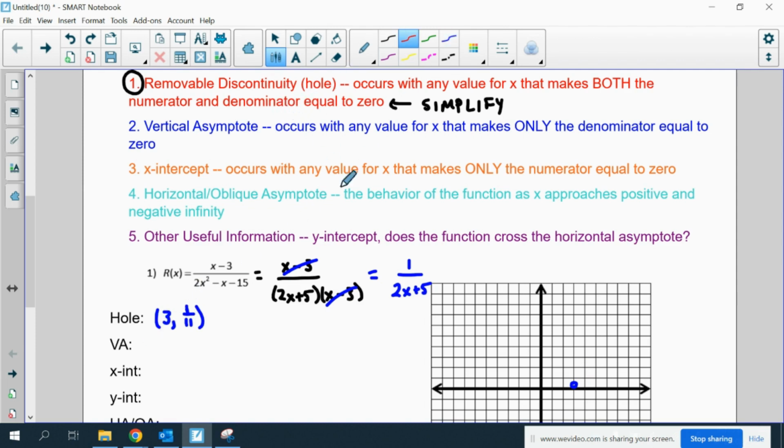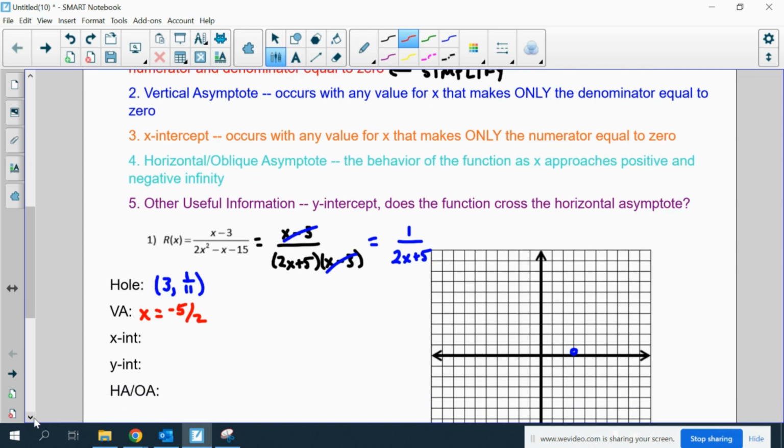Then let's look for vertical asymptote. Vertical asymptote is where the denominator and only the denominator is equal to 0. So I would set 2x plus 5 equal to 0. I would get the line x equals negative 5 halves. So at x equals negative 5 halves, I have a vertical asymptote. The x-intercept would be where only the numerator is equal to 0. We can look at the simplified form and we figure out that there is no such value where only the numerator is equal to 0 because there's no x up there, it's just a constant.